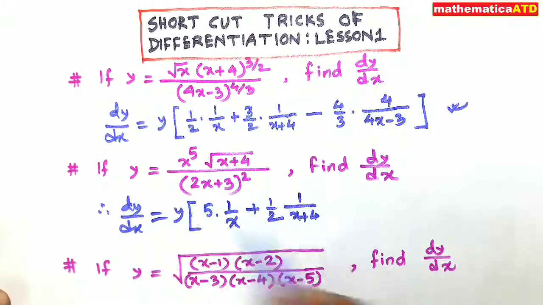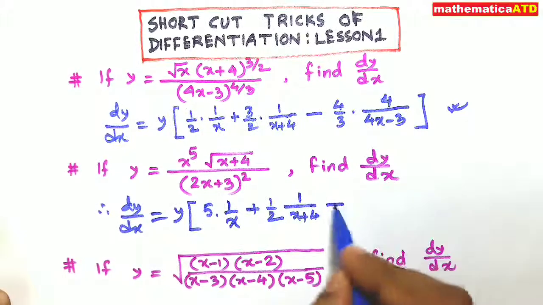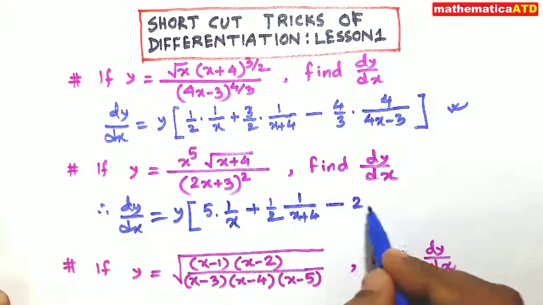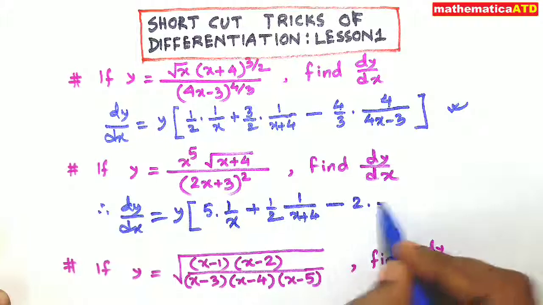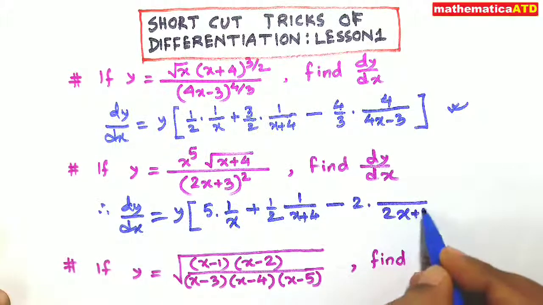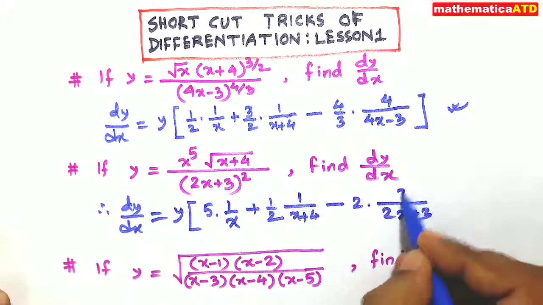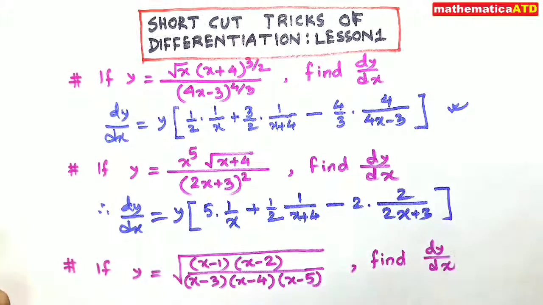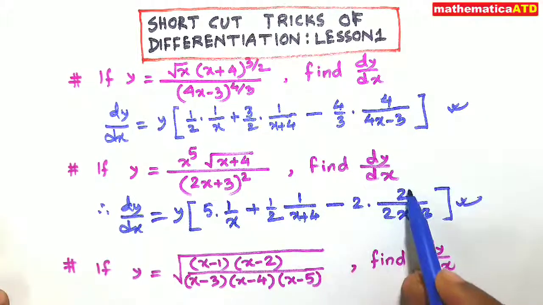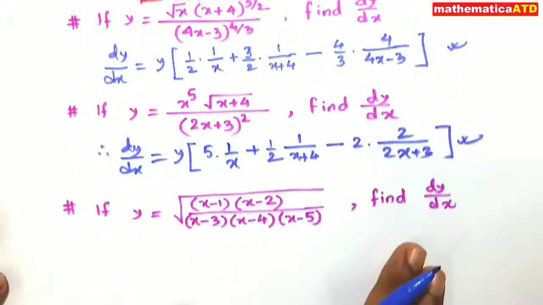And in the denominator, (2x plus 3) whole square, since it is in the denominator, you have to put a negative sign, and the power is 2, so put 2, and 2x plus 3 will be written in the denominator, and the derivative of 2x plus 3 is 2, so put 2 here. And hence the result: dy dx is equal to y into [5 upon x plus 1 upon 2 times (x plus 4) minus 2 into 2 upon (2x plus 3)]. And the third example is this one.